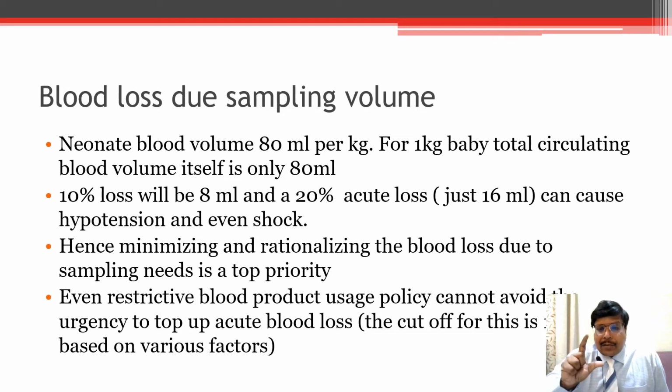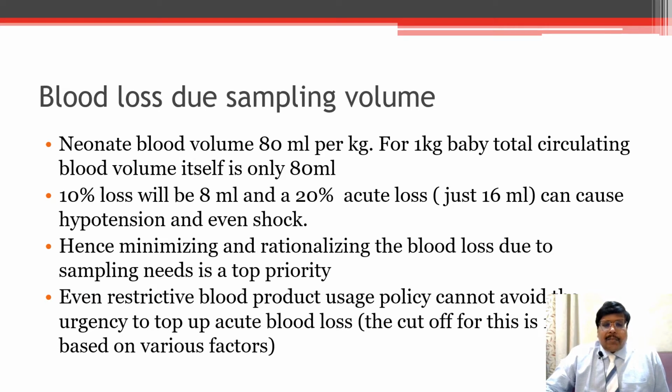That's what an adult vacuum tube contains, 5 ml. There are many with 10 ml as well, and they take 3 or 4 bottles in a row. That's for a 5 liter man or woman. It's okay, but not for a baby whose total volume is only 80 ml. And 20% acute loss can cause hypotension and even shock. In trauma patients also, with 10% loss you go into early shock, and with 20% shock will definitely ensue, and blood pressure will fall. Hence, minimizing and restoring blood loss due to sampling needs is a top priority.